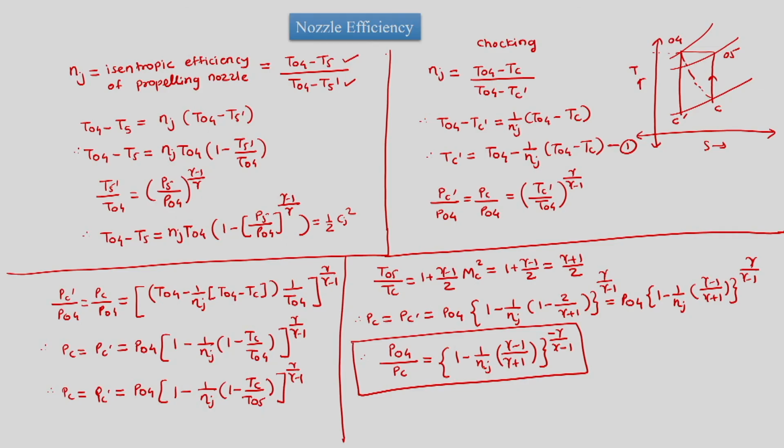So for that we actually can also understand that if nozzle efficiency is 100%, then P naught 4 upon Pc is equal to 1 minus gamma minus 1 upon gamma plus 1 bracket raised to minus gamma upon gamma minus 1, which would lead to 2 upon gamma plus 1 bracket raised to minus gamma upon gamma minus 1, and this is the isentropic relation between the static and total pressure for Mach number 1.